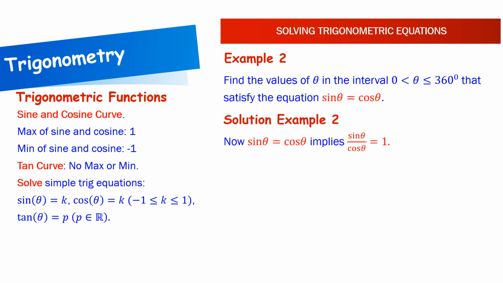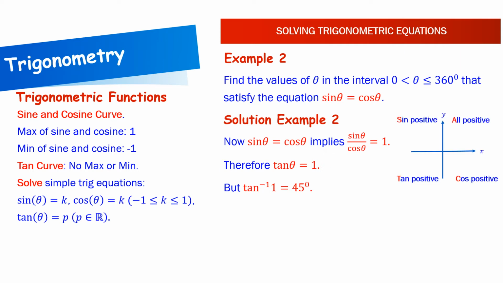Now sine theta equals cos theta implies that sine theta over cos theta equals 1. Of course, we've simply divided by cos theta. And therefore, tan theta is equal to 1. However, from our calculator or from memory, we know that tan inverse 1 is equal to 45 degrees.